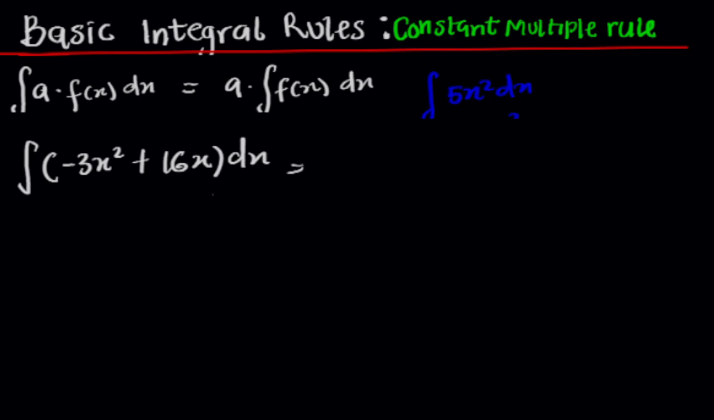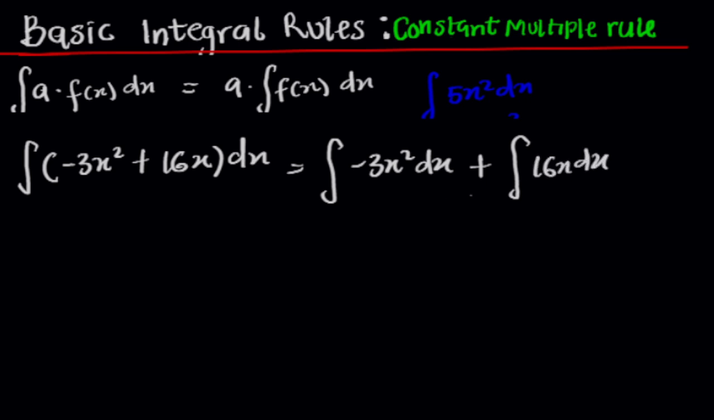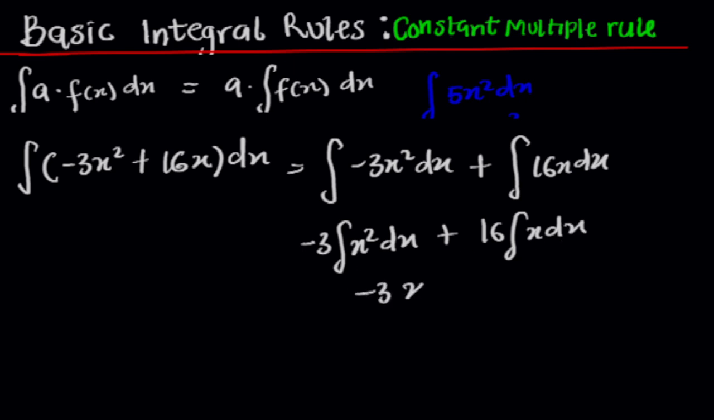It's very, very simple. So we separate this, we're going to have the integral of minus 3x squared dx, then followed by plus the integral of 6x dx. Let's simplify this further. We're going to have minus 3 times the integral of x squared dx plus 6 times the integral of x dx. Then if we integrate it, we're going to have minus 3x to the power 3 divided by 3, plus 6x squared divided by 2, plus c.